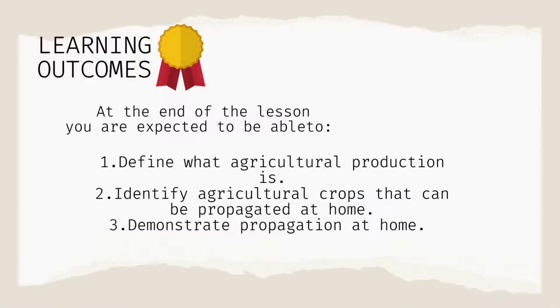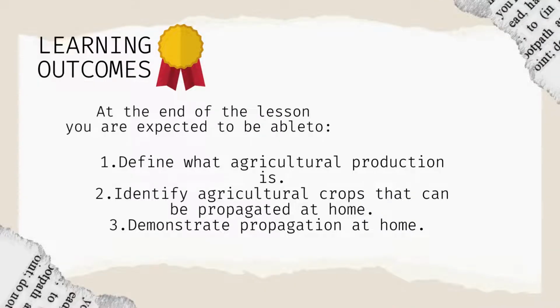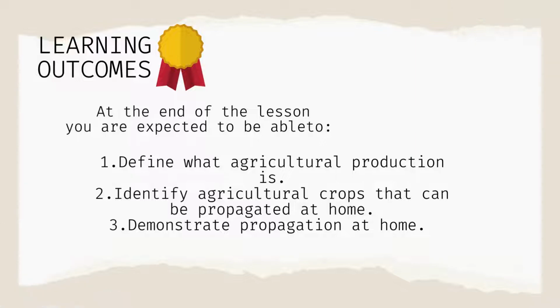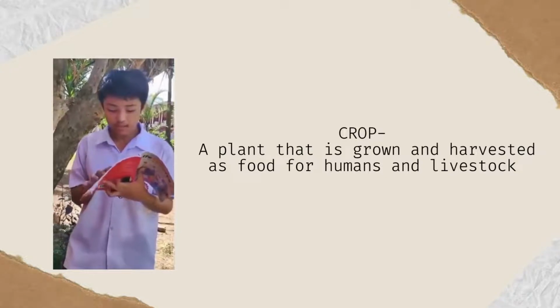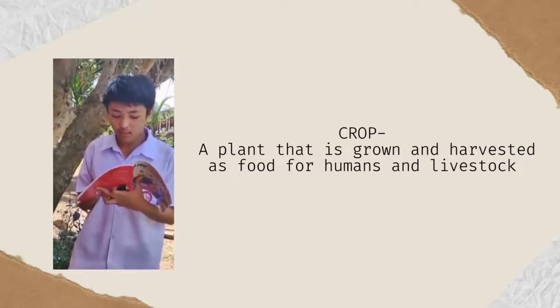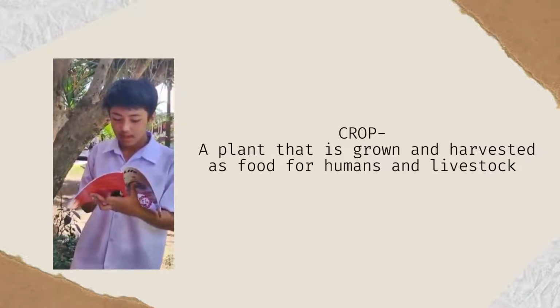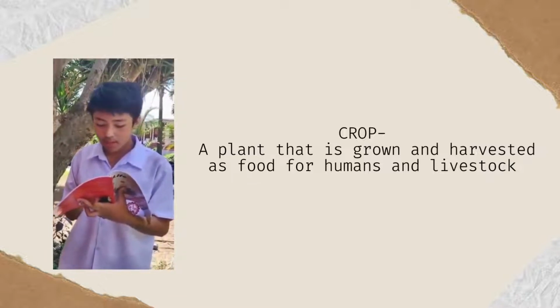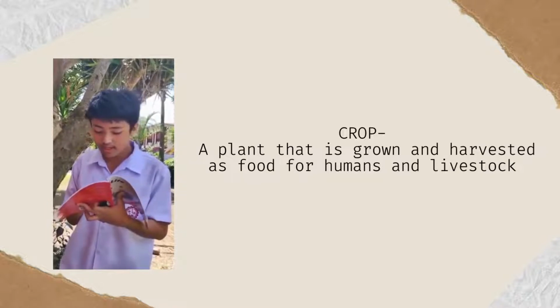Good day, everyone. In this presentation, we will talk about agricultural crops production. A crop is a plant that is grown and harvested as food for humans and livestock. Additional information: crops include fruits, vegetables, grains, and tubers.